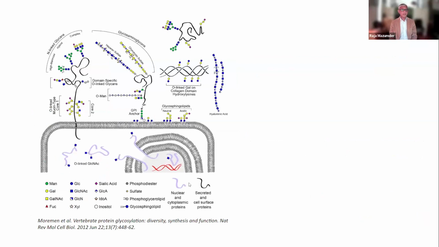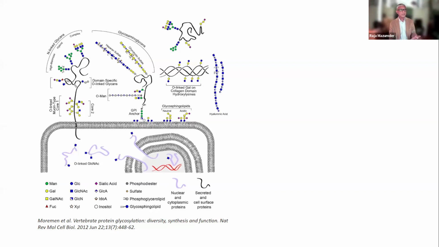So again, why glycans? This is a really nice figure by Dr. Moremen and others, Vertebrate protein glycosylation. It shows the diversity. You have the proteins, and you have all kinds of glycans attached to them. And we all know about SARS-CoV-2, right? When we look at the glycoprotein and the picture of SARS-CoV-2 that you most probably are familiar with, the spike protein, you will see all the glycans that cover it.